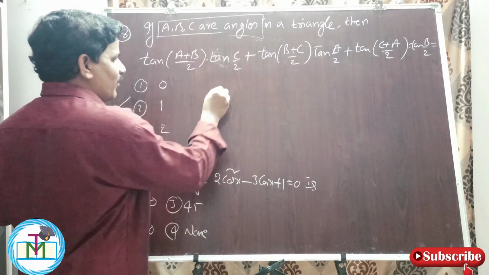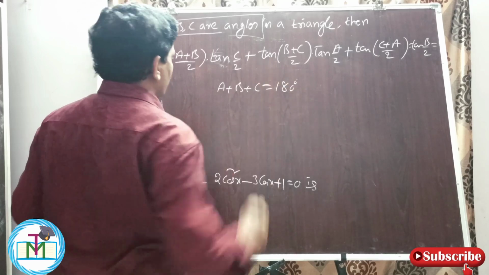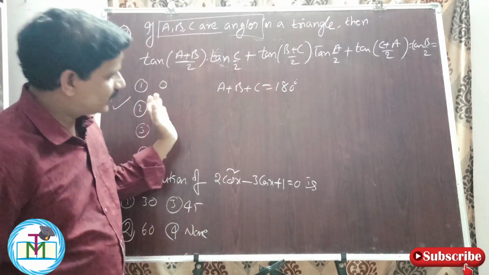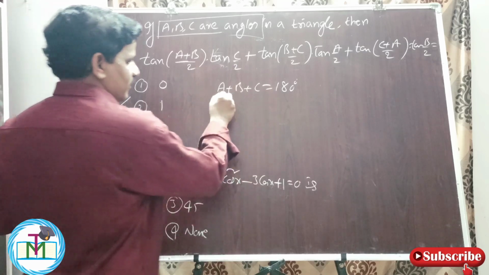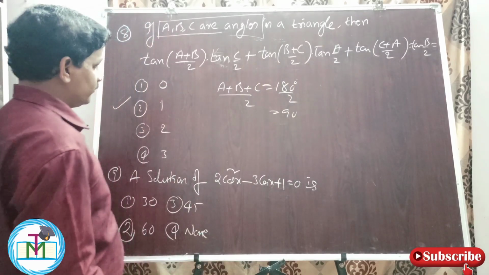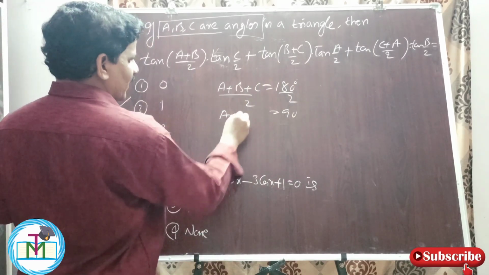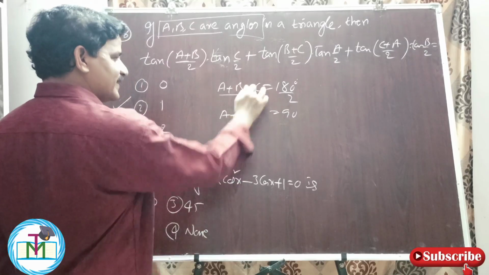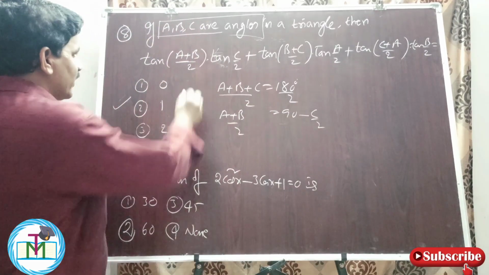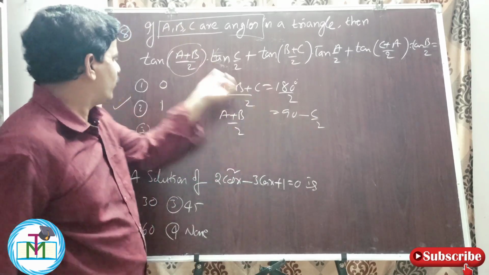We know that the sum of the 3 angles in a triangle is what? 180 degrees. So what is A plus B by 2? I want A plus B by 2. Therefore, dividing by 2 on both sides, what is 180 by 2? 90 degrees. I want only A plus B by 2. Therefore, A plus B by 2 plus C by 2 equals 90. That C by 2 goes across and becomes minus C by 2. So in place of A plus B by 2, I can write 90 minus C by 2 here.